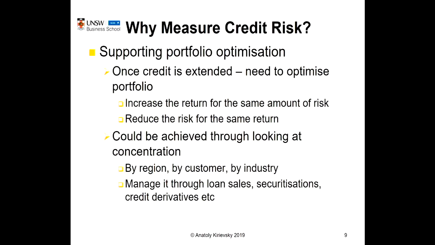The second point of credit risk measurement is to support portfolio optimization. So the first point was origination, making of a loan. The second point is portfolio optimization. After we made the loan, what's next? So after we make the loan, we need to optimize. So can we improve our portfolio's risk-return characteristics?